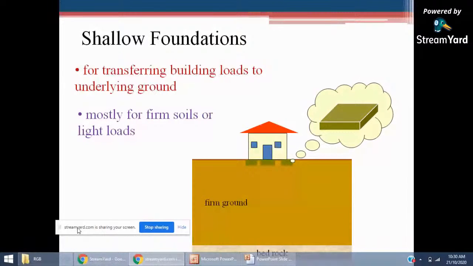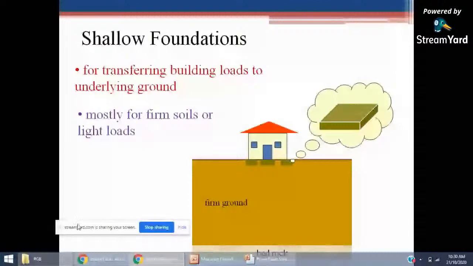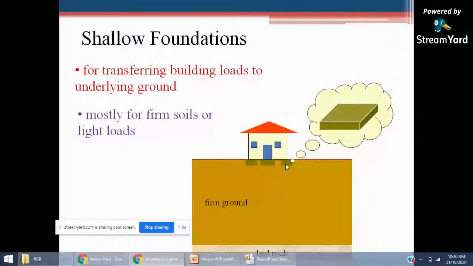Shallow foundations, for transferring building loads to the underlying ground. This is the firm ground, this is your building, and this green thing is the foundation, mostly for firm rocks or light loads.